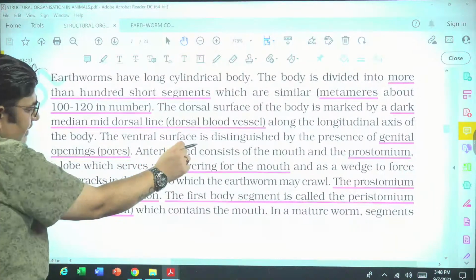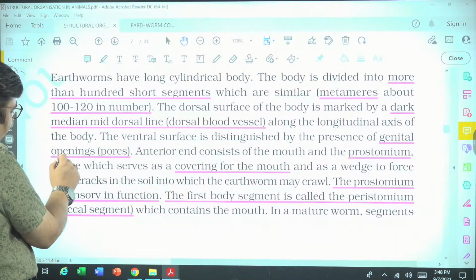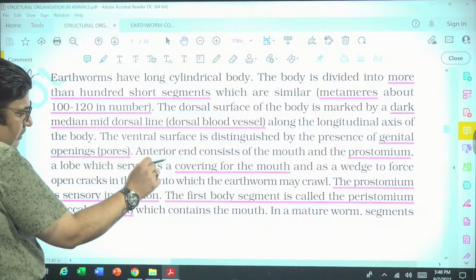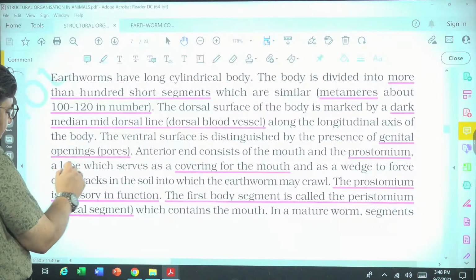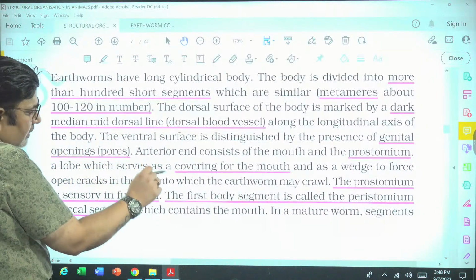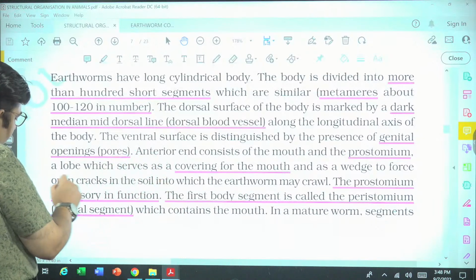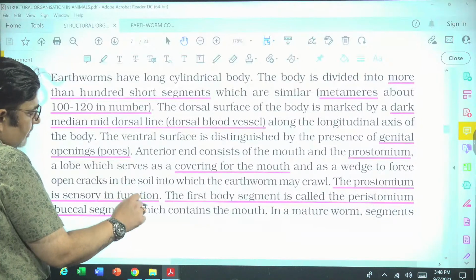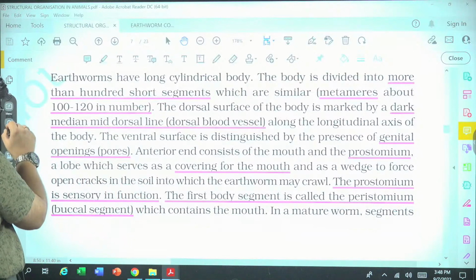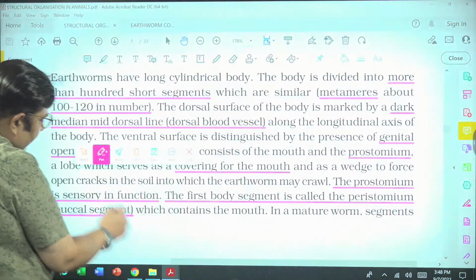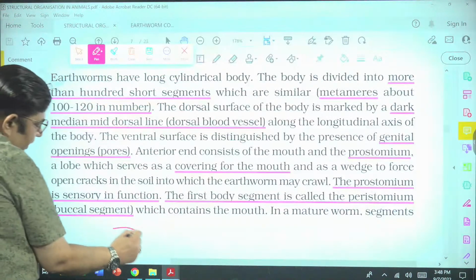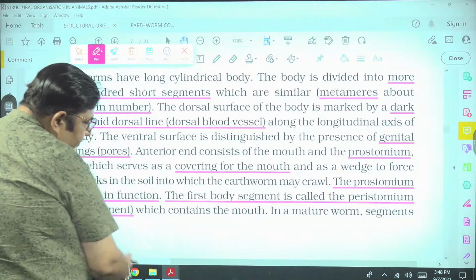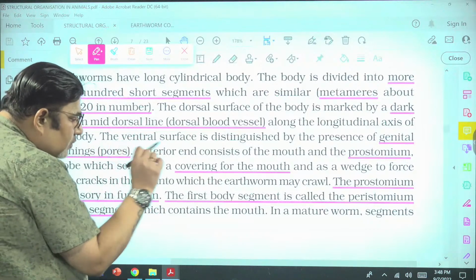The ventral surface is distinguished by the presence of genital openings or pores. The anterior end consists of a mouth and the prostomium, a lobe which serves as a covering for the mouth and as a wedge to force open cracks in the soil into which the earthworm may crawl. So it is a wedge to force open the soil, by which we can dig. It is a sensory tool, actually.